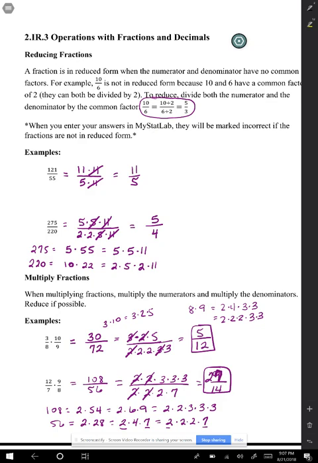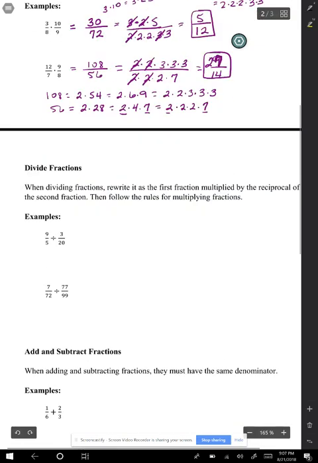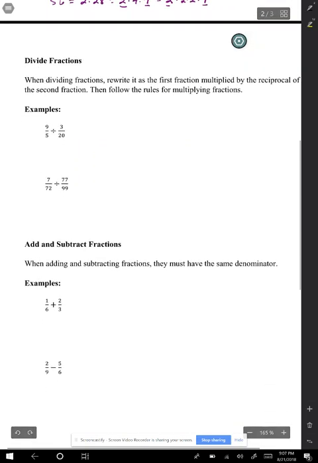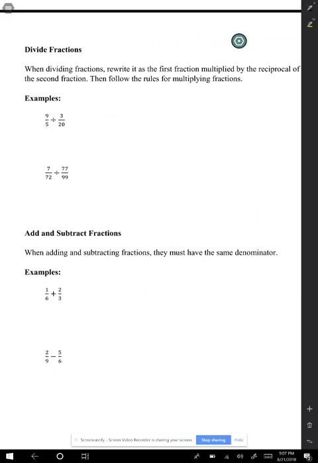Okay, the next thing we're going to look at is dividing fractions. And dividing fractions actually becomes multiplying fractions, because the rule for dividing is that you rewrite it as the first fraction multiplied by the reciprocal of the second fraction. And reciprocal simply means that you flip it. So I'm going to write down the first fraction, change division to multiplication, and I'm going to do the reciprocal of 3 over 20, which would be 20 over 3. And then we just follow the same rule as we did for multiplying earlier. So we multiply straight across.